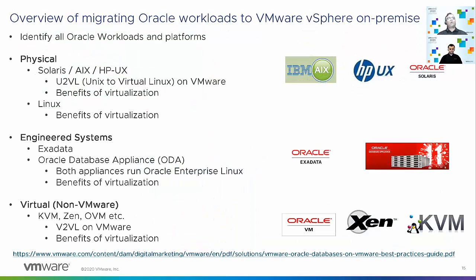All right, so this slide is an overview of migrating Oracle workloads to VMware vSphere on premises. As part of migrating Oracle workloads from one platform to another, the first order of business is to identify the nature of the source platform. The source platform could be a physical architecture. It could be a Sun Solaris SPARC, the Oracle Solaris SPARC. It could be the HP-UX or the IBM AIX environment, which we commonly call the big endian systems.